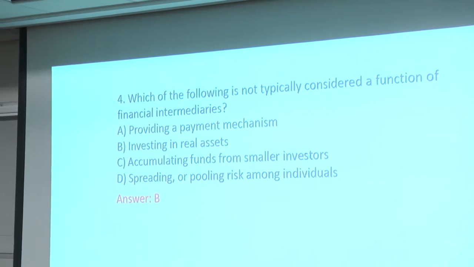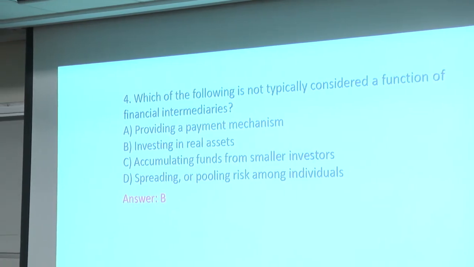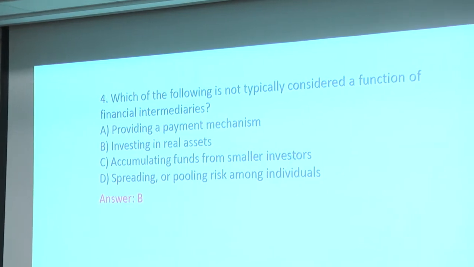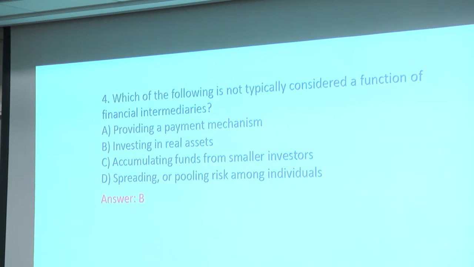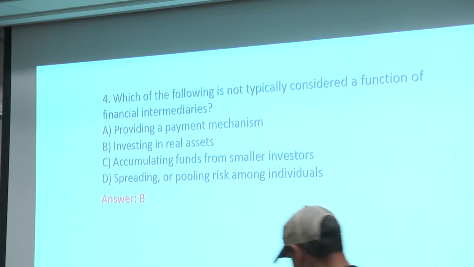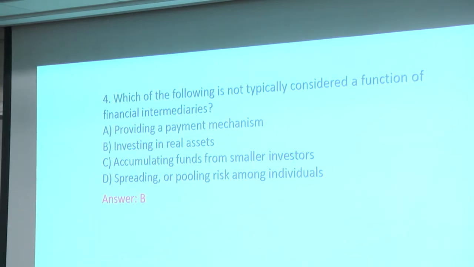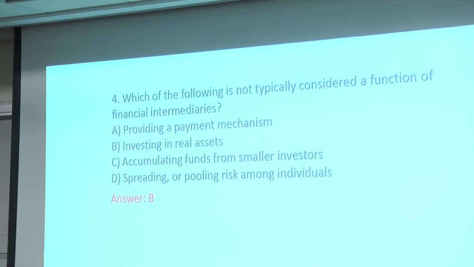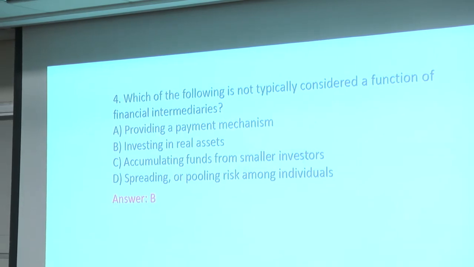So, we know that the functions of the financial intermediary could be providing a payment mechanism. They accumulate funds from small investors, spreading or pooling risk among individuals. Investing in real assets is usually what the firm does, what corporations do. So the answer is B.